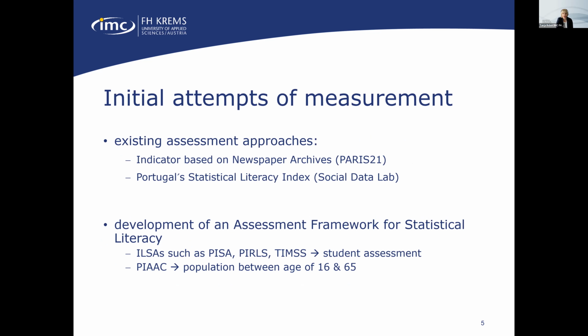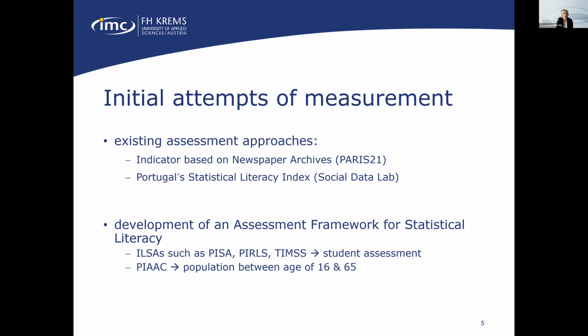And there are initial attempts to measure statistical literacy. The first approach by a team of PARIS21, the Partnership in Statistics for Development, in 2021: they created an indicator based on newspaper archives. So they checked online newspapers, online articles, and evaluated whether they used statistics in their newspapers. They did this for several countries. And their hypothesis was, okay, if a newspaper uses quite a lot of statistical information, then the public is capable of dealing with that statistical information. So the assumption is, if there is a lot of statistical information in a newspaper, then the better is the statistical literacy in that country.